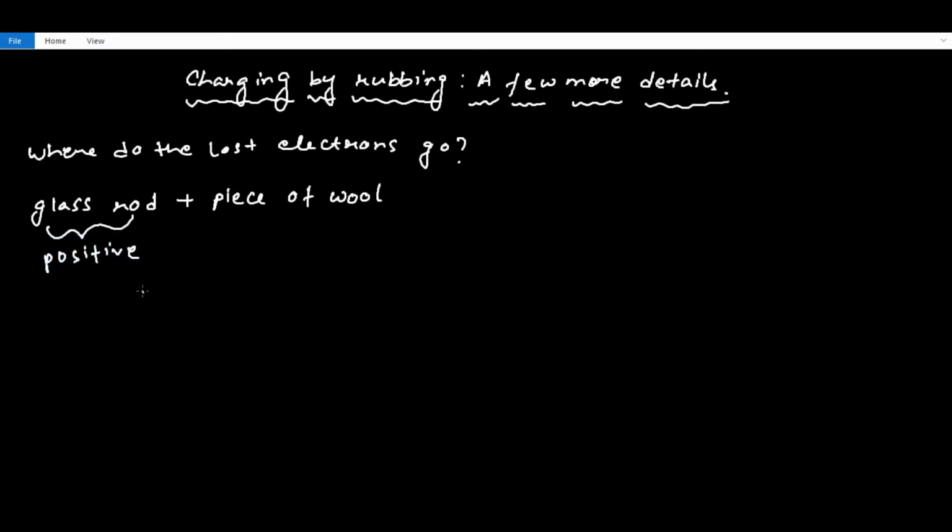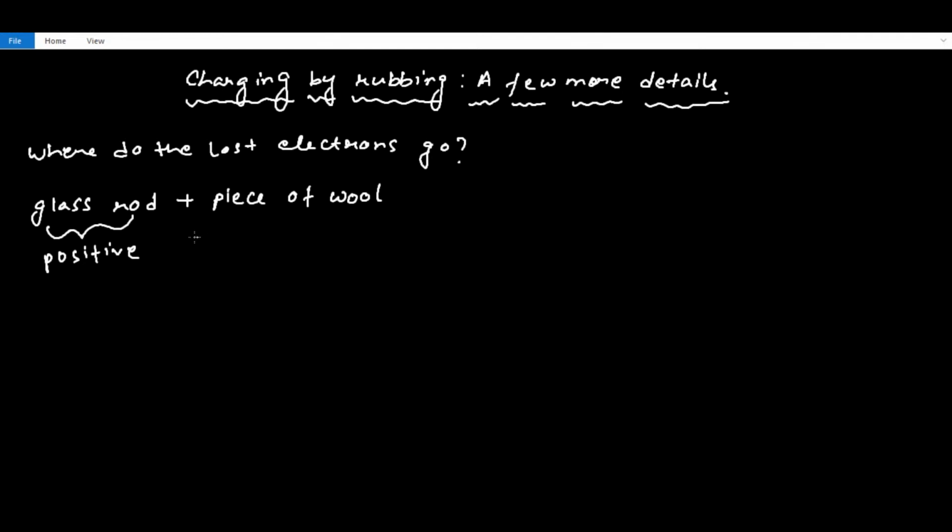The thing to note is that since glass is an insulator, the charge which is created is not spread throughout the body of the glass rod, but it stays only where the rubbing has taken place. So that is what is static charge. It stays where it is. It does not move around.